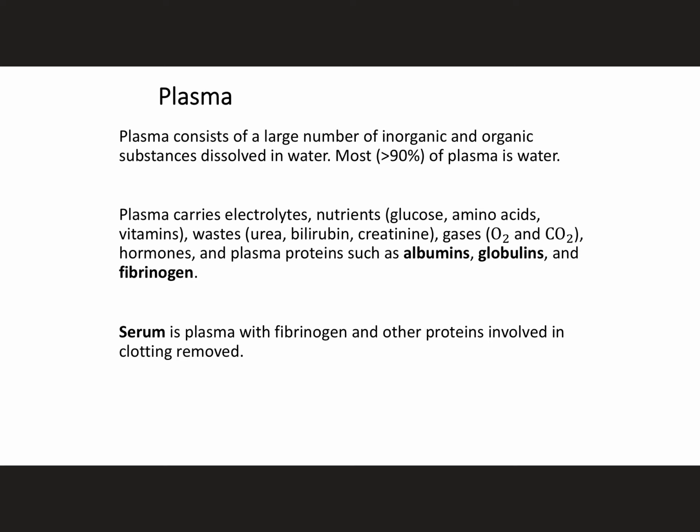Plasma consists of a large number of inorganic and organic substances dissolved in water, and most of it is water. Plasma is going to carry our electrolytes, nutrients such as glucose and amino acids, waste such as urea, bilirubin, and creatinine, gases, both oxygen and carbon dioxide, hormones, and large plasma proteins like your albumins, your globulins, and fibrinogen. Serum is plasma that has had the fibrinogen and other proteins involved with clotting removed.